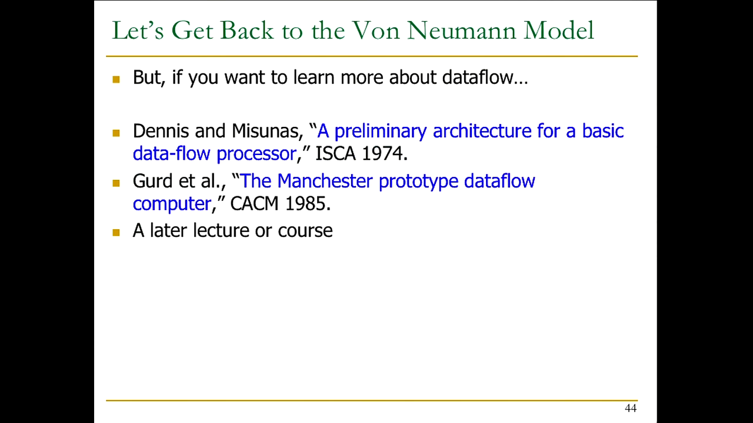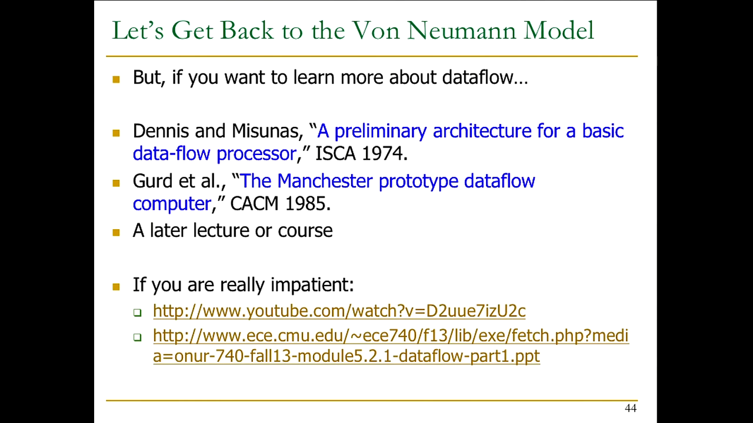Okay, so we'll get back to the von Neumann model now, but if you want to learn more about data flow, this is one of the first papers about it. This is from Jack Dennis. He was the first proponent of data flow, and it talks about what I just showed you, some of the data flow graphs. And this is one of the data flow computers, and this may be harder to understand, but there were a lot of data flow computers that were built in the 1980s. And this talks about that data flow computer, the Manchester prototype data flow computer. But if you're really impatient, you should really watch this lecture that talks about some of these.